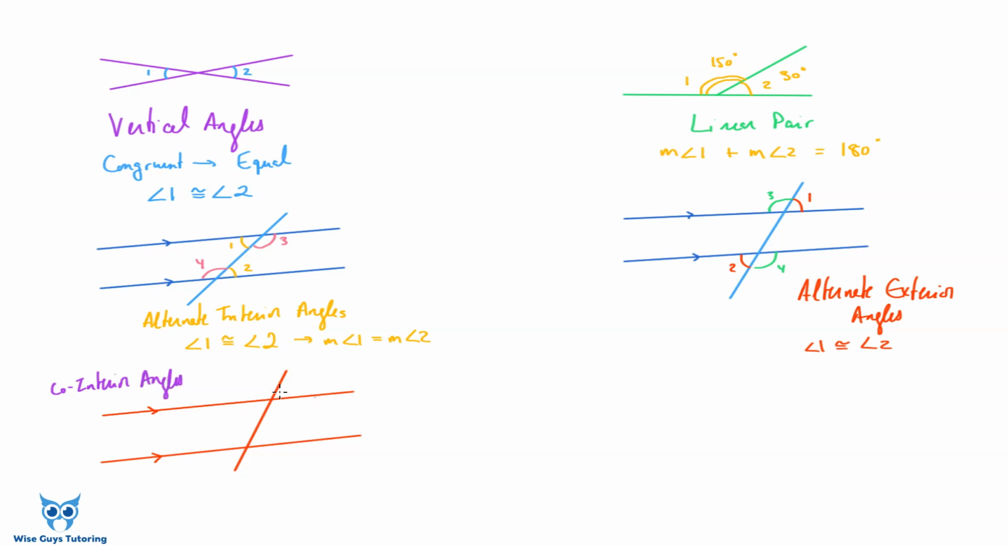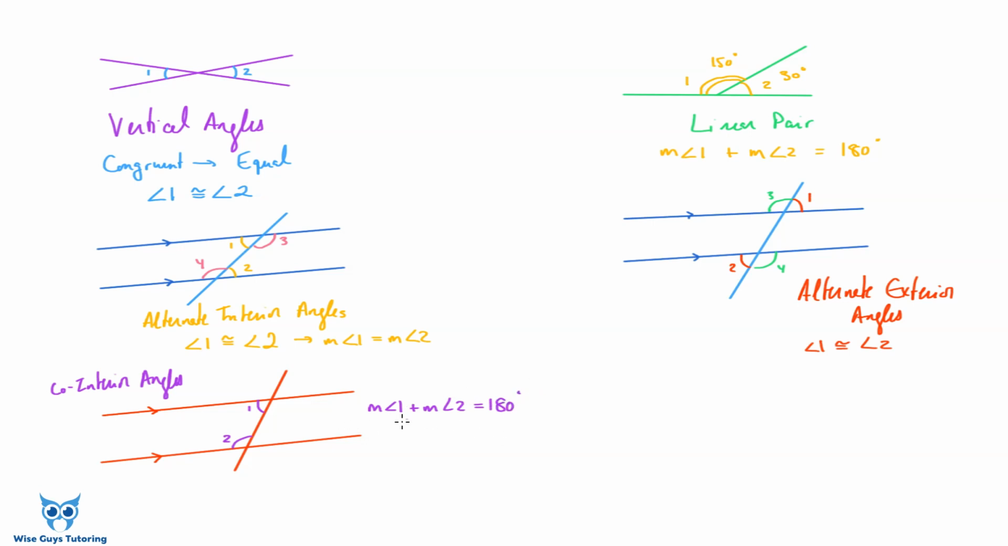Now we can remember that interior means in between the parallel lines. And the difference between these ones is that instead of being on alternate sides of this transversal, they're both going to be on the same side, right? So let's call these angle 1 and angle 2. When you have these co-interior angles, we're going to say that the measure of angle 1 plus the measure of angle 2 equals 180.